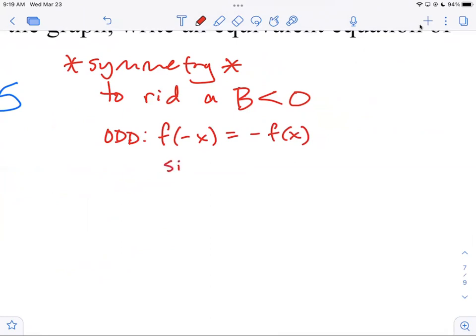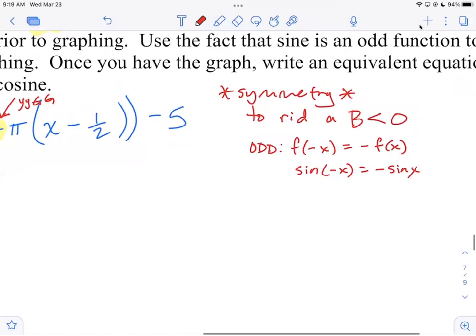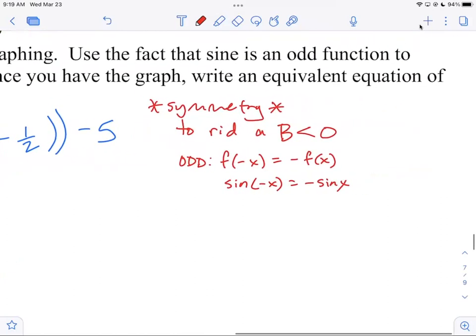So for us, that means sine of negative x is the opposite of sine of positive x. So essentially for us, if we have a negative B value for sine, we don't get rid of it, but we can pull it out front, essentially. Pull a negative out front. So let's see what that'll do.